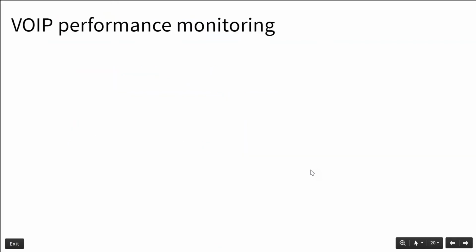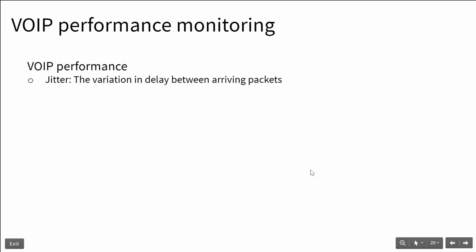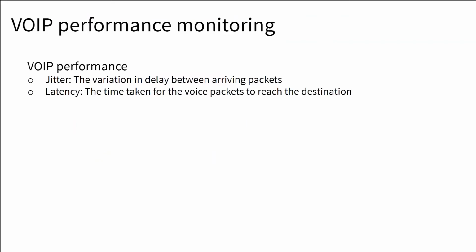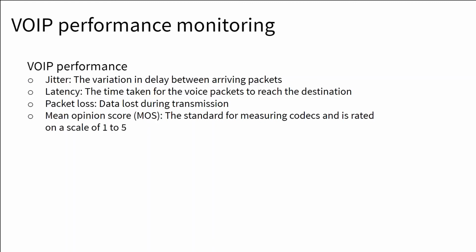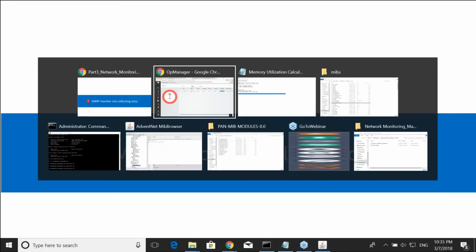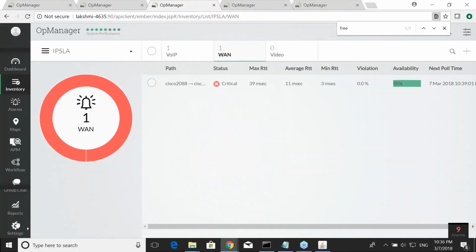Similarly, it does monitor the VoIP performance. It monitors the jitter to understand the variation in delay between arriving packets, checks the latency, the time taken for the voice packets to reach the destination, monitors the packet loss, and gives you the standard measuring codes, and it rates on a scale from 1 to 5. And let me show that in the product.